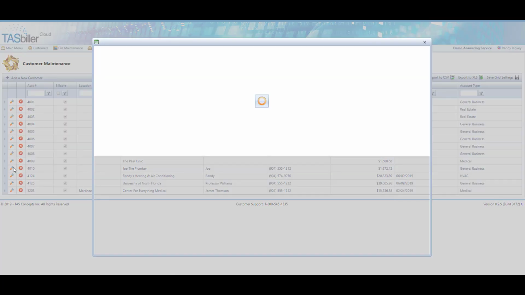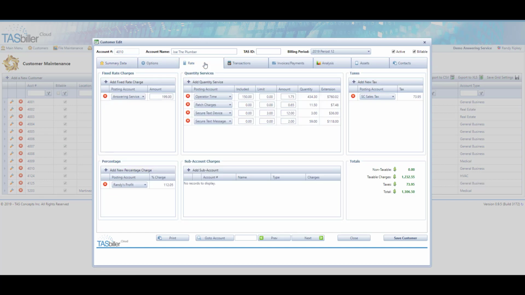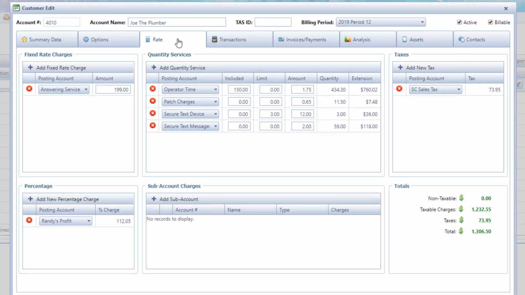If we go into customers and bring up Joe the plumber and look at his rate tab, we can see he has a base charge, which is one of our fixed charges, of $1.99. We're charging him for operator time. Within the operator time, within that base rate, we're including 150 minutes. If he goes over that 150 minutes, it's $1.75 per minute, and this extends out to 760.02. Patch charges, again, is a quantity charge, and it's picking up 11.5 from our data at 65 cents, is 748.